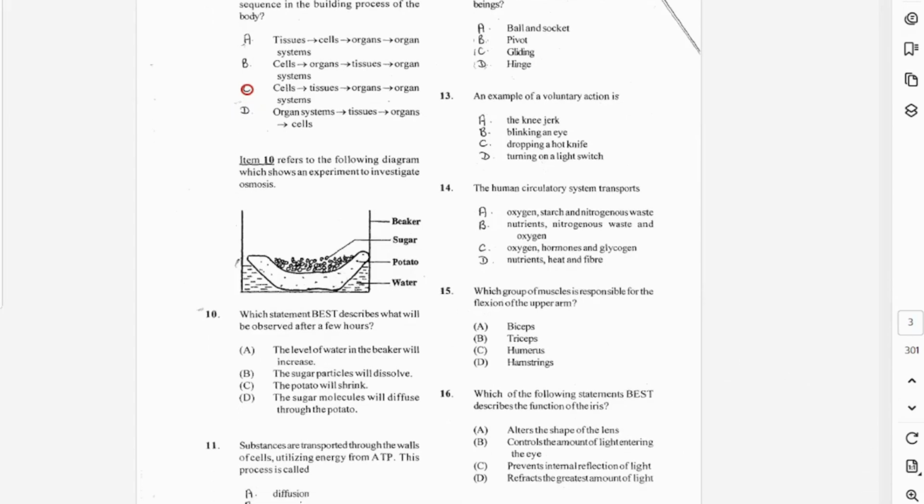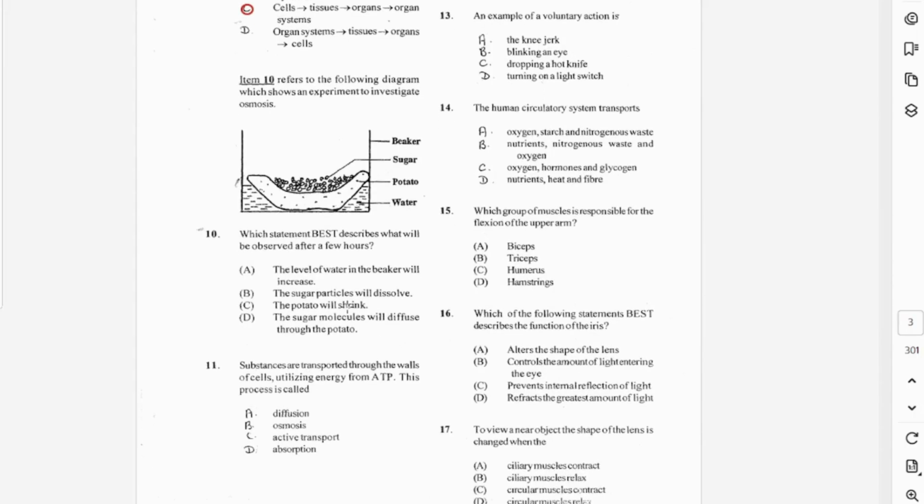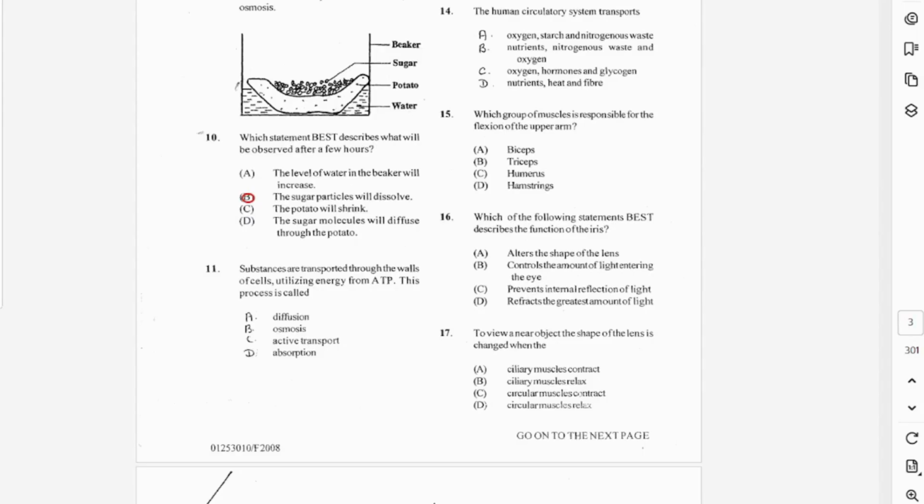So number 10. Which statement best describes what will be observed after a few hours? The answer is B. The sugar particles will dissolve. This is because water, through the process of osmosis, will move from where there is a higher concentration to where there is a lower concentration. So you have the water, which is in the beaker, then the potato, you have the sugar inside here. So there's a lower concentration here, thus the water will move through the potato cells to get to this part where you have the sugar. Thus, based on what they have as the options, the sugar will dissolve.